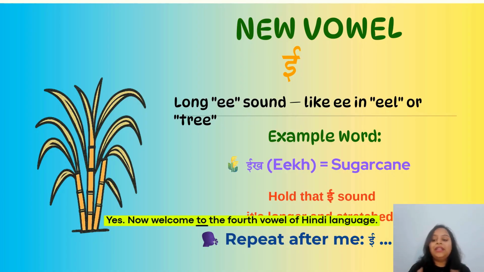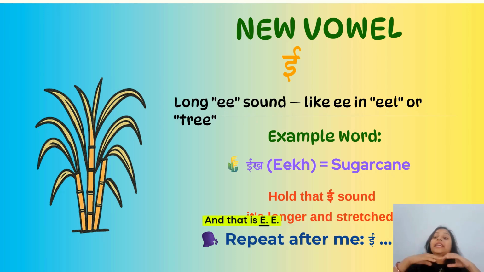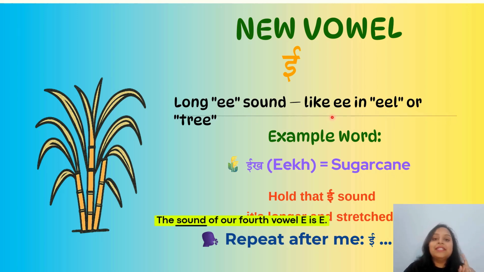Yes, now welcome to the fourth vowel of Hindi language. And that is E. It has a long E sound like E in eel or E in tree. The sound of our fourth vowel E is E, as in eel or E as in tree. Let's look at one example.